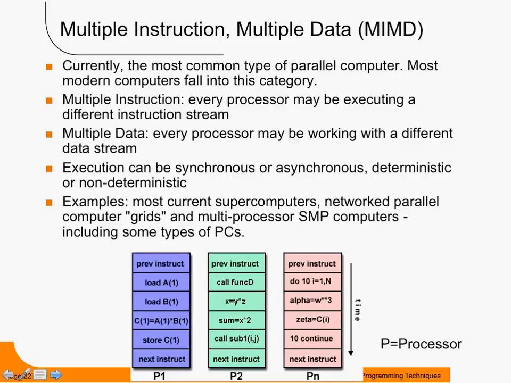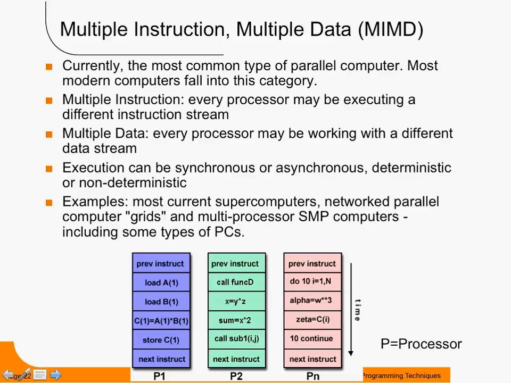And the last one in Flynn's taxonomy is multiple instruction, multiple data. If you see processor 1, processor 2, and processor n, they have different instruction sets. Processor 1 has load A, load B, A multiply B, and so on. Processor 2 calls some function and does summation and calls some. It does some looping, calls C, and does the looping, and it operates on different data.